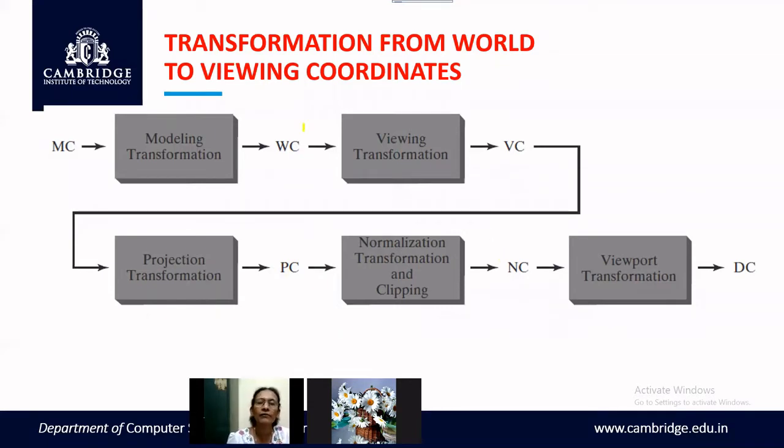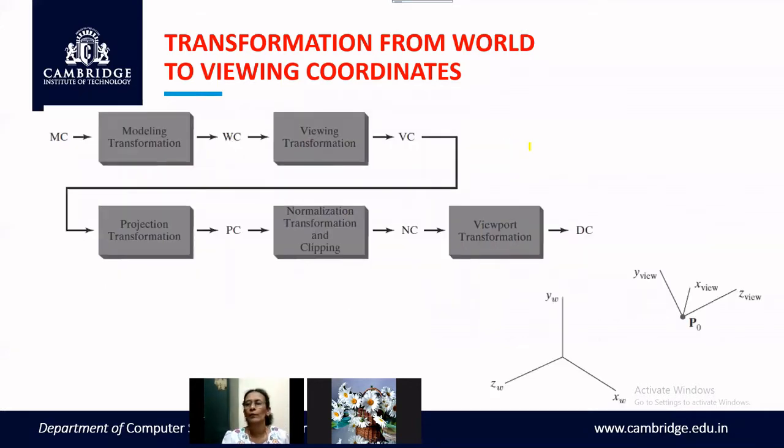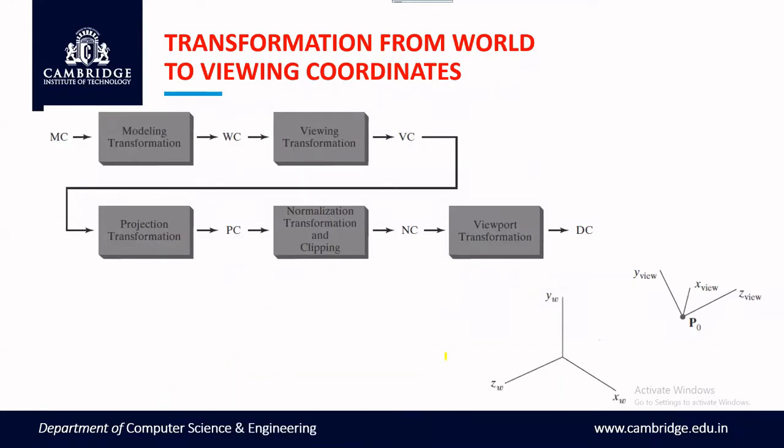Now, how do we convert from the world coordinate to the viewing coordinate system? We have the world coordinate system, and we have the viewing coordinate system. What is this viewing transformation, or the transformation matrix, to convert from the world coordinate to this viewing coordinate? We are going to calculate that now.